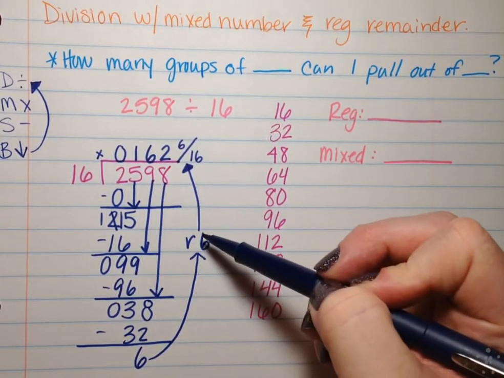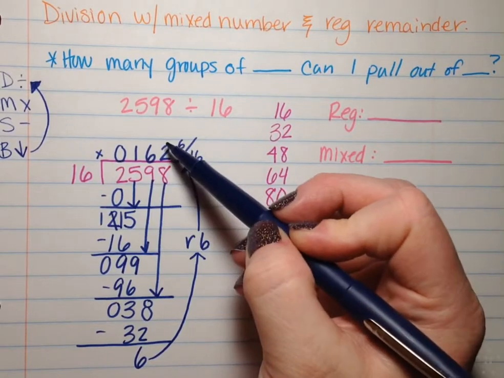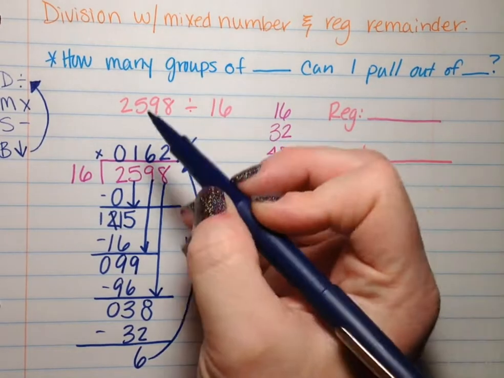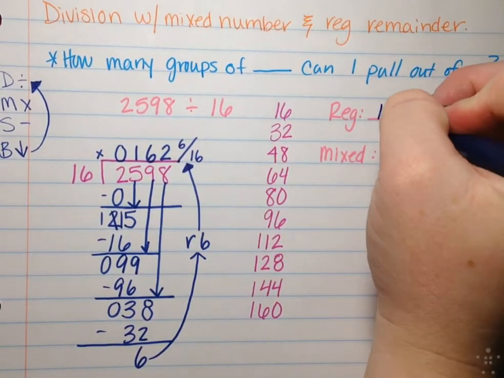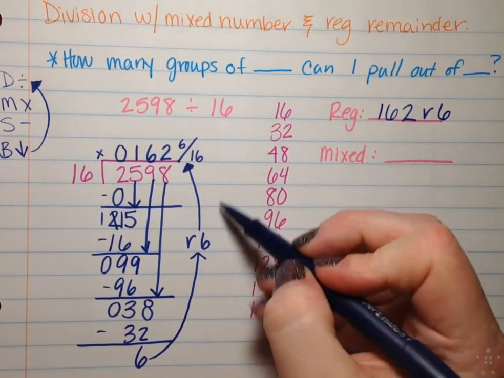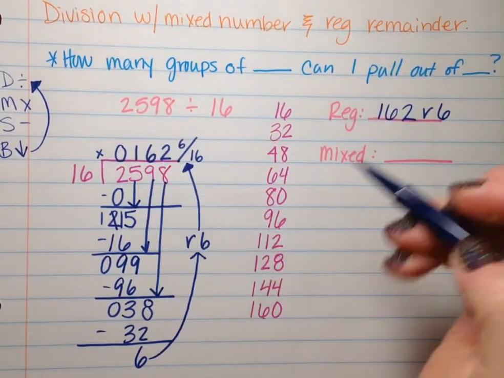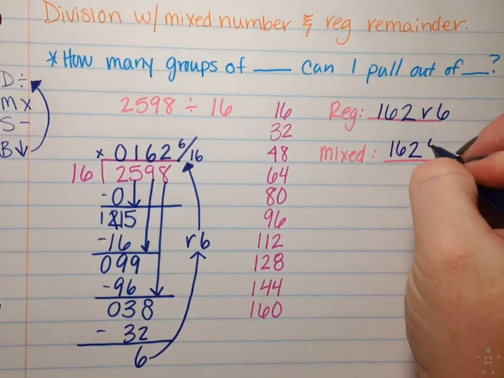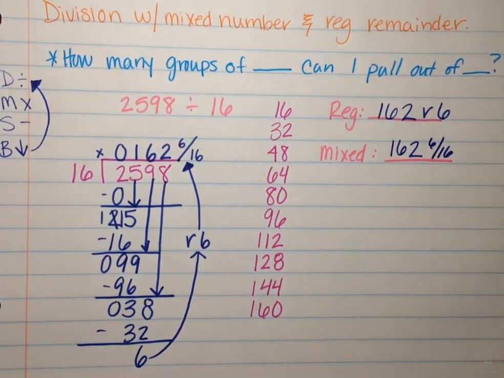So we know it's R6, but we need the quotient too. Quotient is the answer to a division problem, so we need our whole number and our remainder. So 162, remainder 6 cookies. And then for our mixed number, remember a mixed number is a whole number and a fraction, so there's 162 and 6/16.